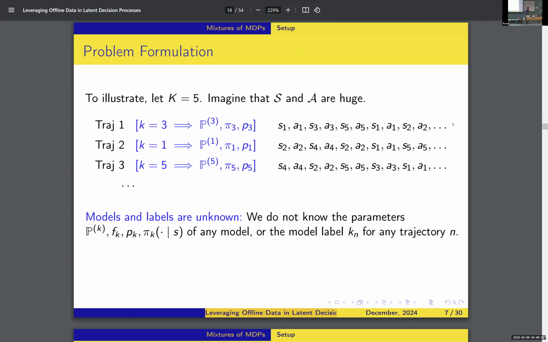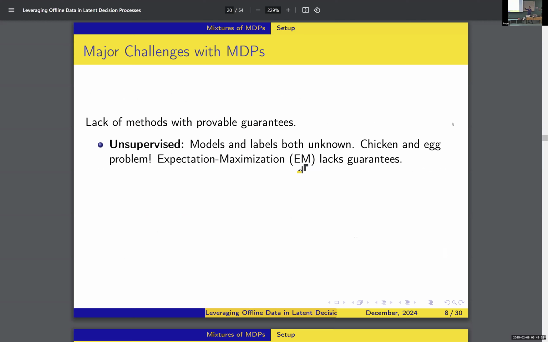Okay, so what are the challenges with this? Very obvious to some people, but let's clarify. The first thing is it's unsupervised, right? Models and labels are both unknown. And the expectation maximization algorithm both lacks guarantees, and we'll see that it's actually bad in practice as well, because you would use the EM algorithm if you didn't have anything else in this situation.